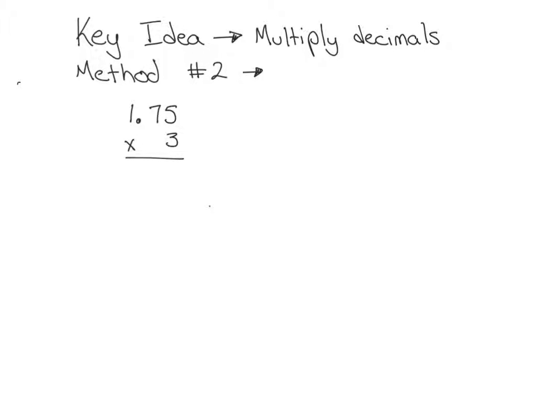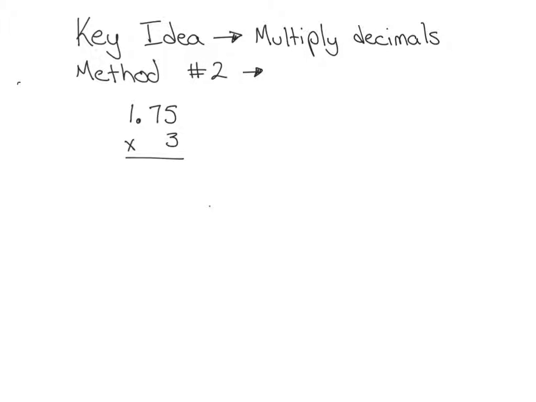Hi class. Today we're just going to keep multiplying decimals, and I've got another method for you. This is probably a more traditional method that your parents are more familiar with. So let's just give it a try. The first question I've got here is $1.75 times 3.